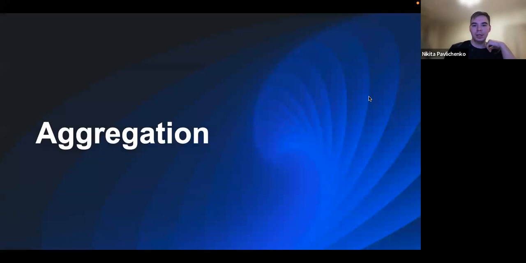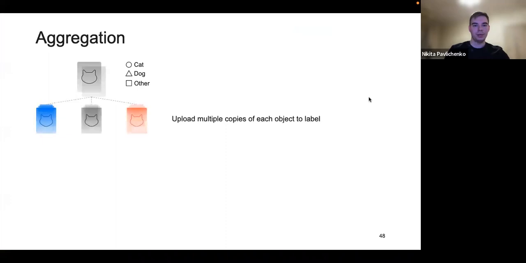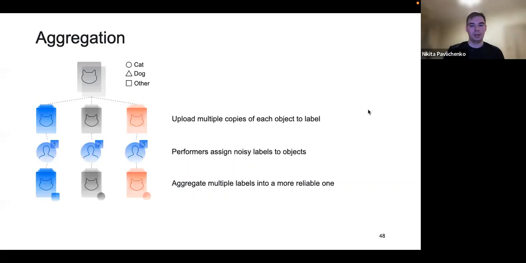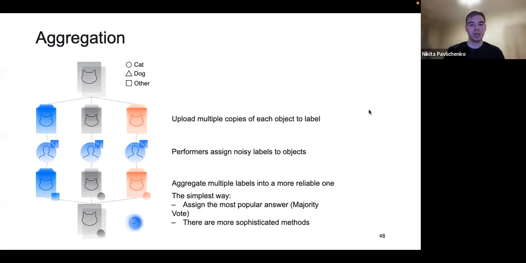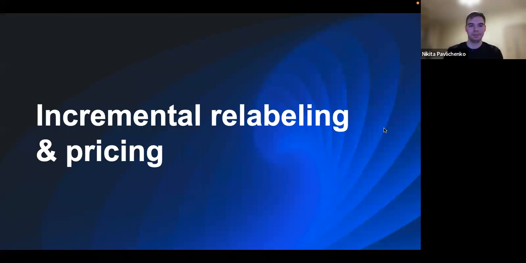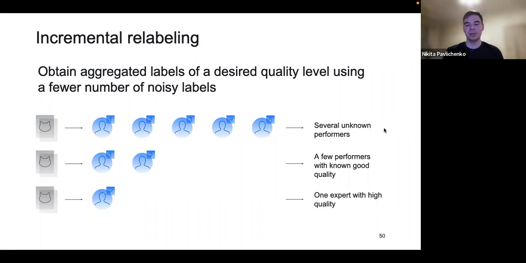Okay, so let's focus a bit on it. As I said, you have multiple copies of each object. And for example, you can use the most popular answer or some more sophisticated methods like probabilistic modeling, like the Dawid-Skene algorithm, et cetera. And we'll talk about it in the next part. Finally, a few words about incremental labeling. So it's usually a good idea to get fewer answers from experts and more answers from performers of unknown quality.